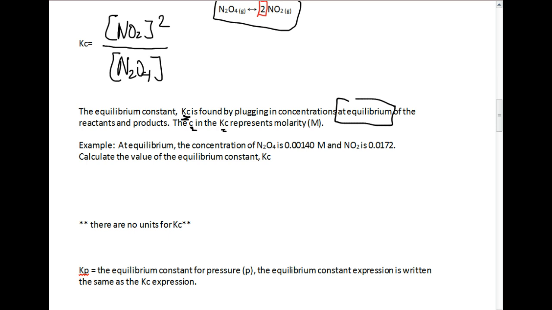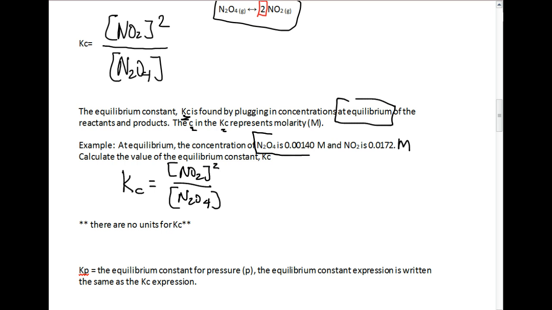It says at equilibrium, the concentration of N2O4 is 0.00140 molar, and NO2 is 0.0172 molar as well. Calculate the value of the equilibrium constant. So what we're going to do is, again, use our equilibrium constant expression that we wrote previously, and plug these values in.